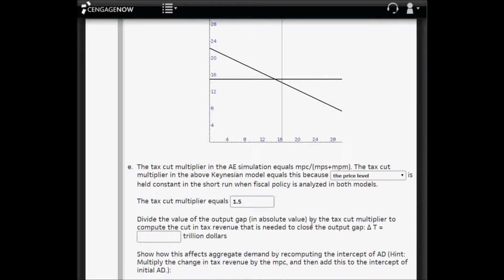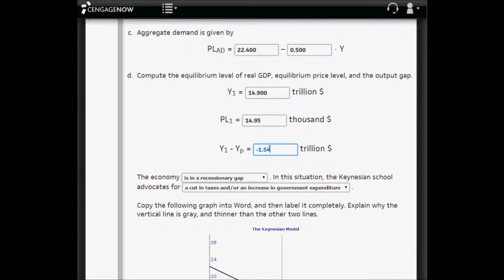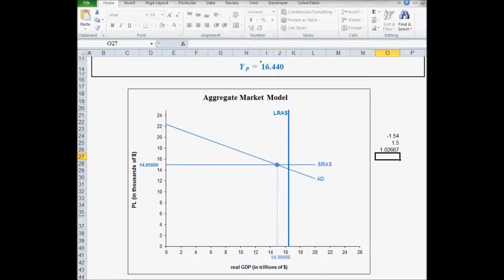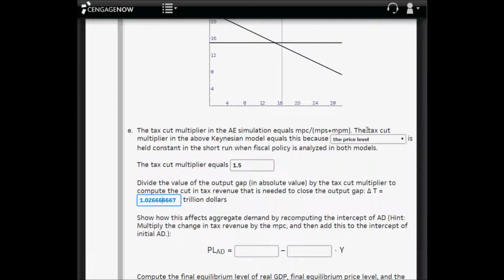If we divide the output gap in absolute value, which is 1.54, by the tax cut multiplier, which is 1.5, we get the value of a tax cut that is necessary to shift aggregate demand from this recessionary gap to that point where long-run aggregate supply and short-run aggregate supply intersect. So I'm going to copy this into Excel and we get 1.026667. To 3 decimals, it would be 1.027.